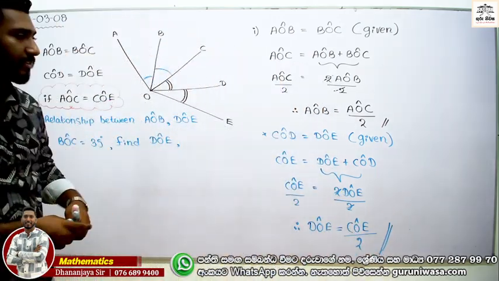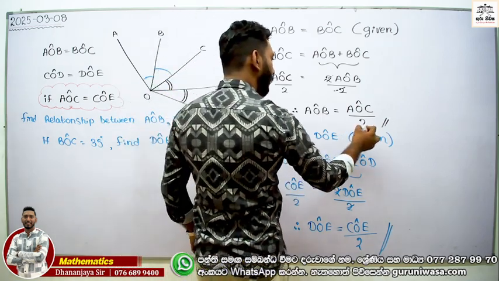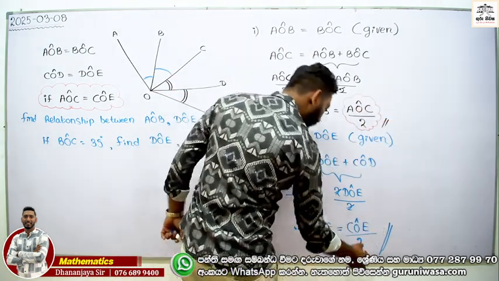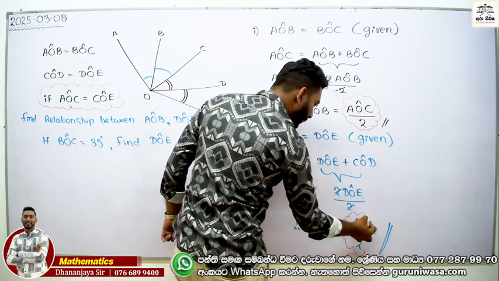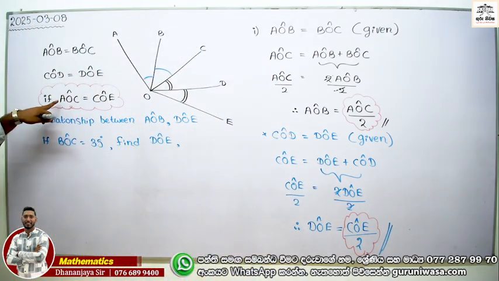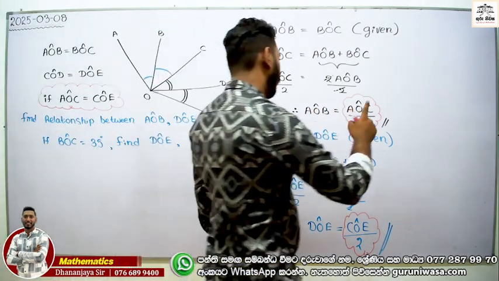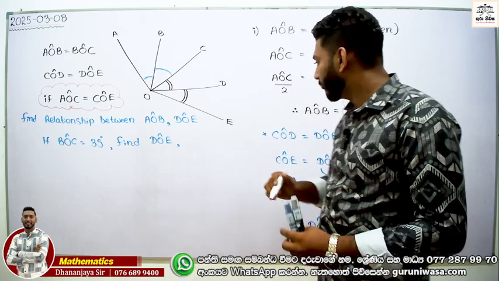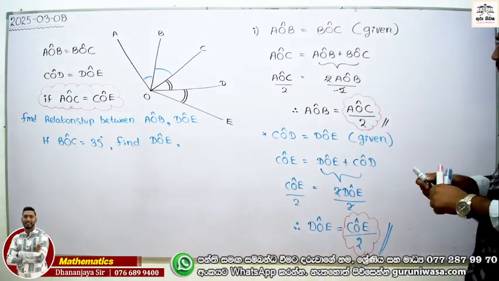Now look at that. AOC divided by 2 and COE also divided by 2. Now we know, look at the red color one, AOC and COE both are equal. Now we can write like this.